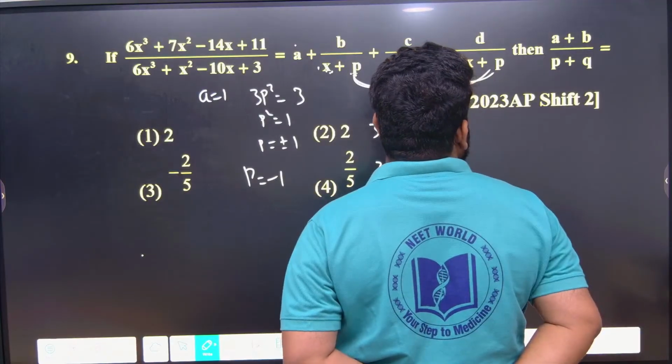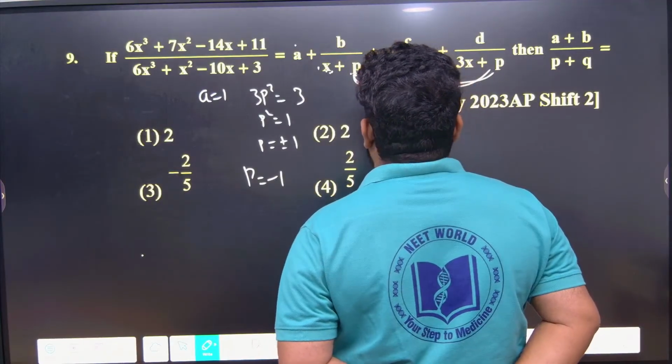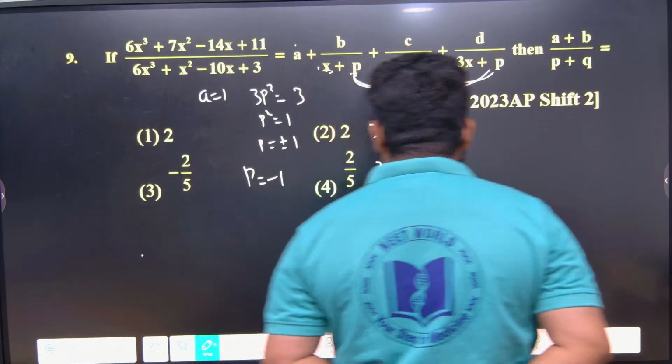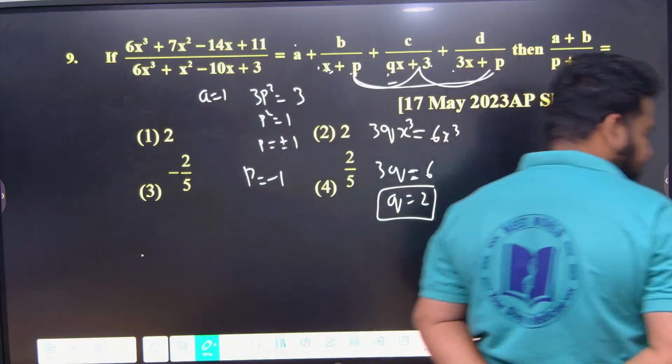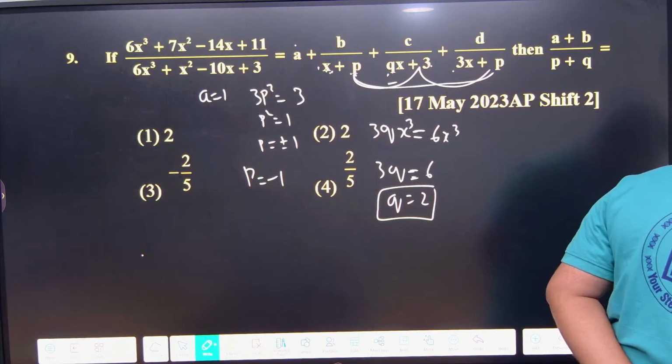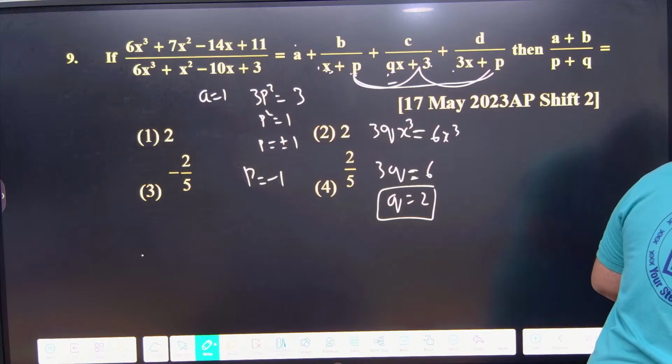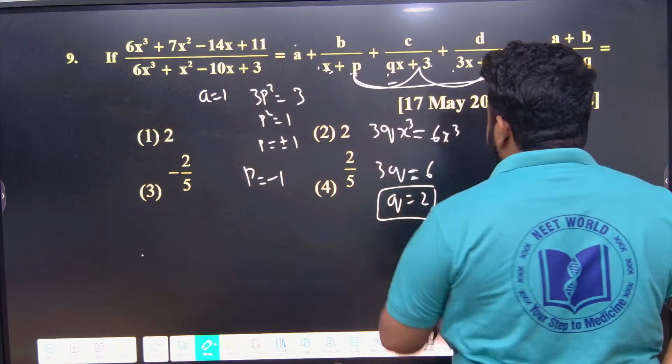So what other values do we need? We need the value of b. We have to get the value of b, correct? The p value we got, the q value we got, the a value we got. So how to get the b value? To get the b value, what we can do is just put these values first.